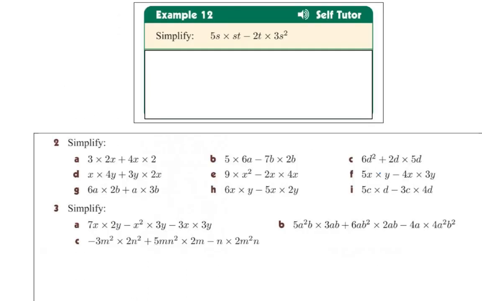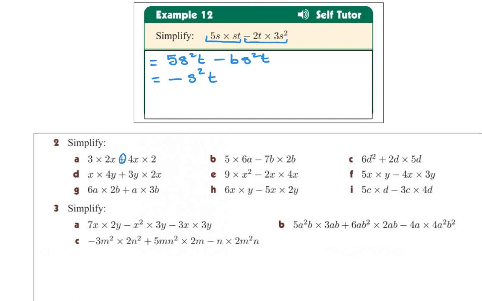These are really tricky questions because it's got a minus sign here rather than a multiplication. So it's saying 5s times st minus 2s times 3s squared. So 5s times st gives us 5s squared t minus 6s squared t. So this is the same variable as this, so we just subtract the 5 and the 6 and end up with negative 1 s squared t.